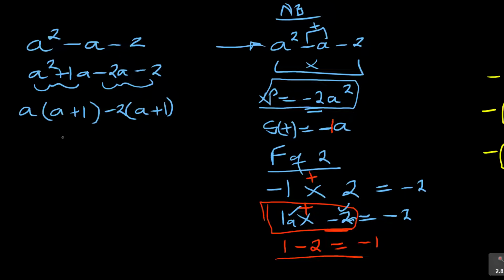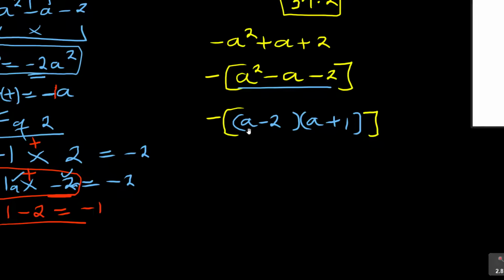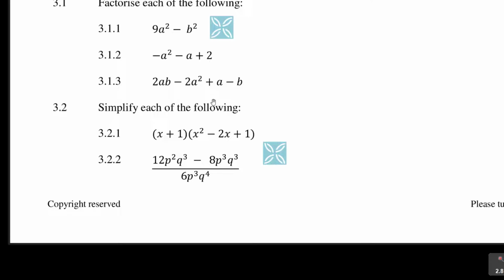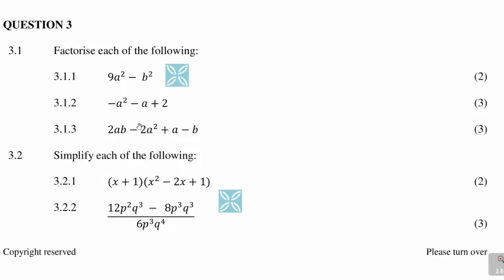Remember, I took the negative out. So here, you look at the brackets, they are the same, a plus 1 and a minus 2. That's what I had here: a minus 2, a plus 1, but there was a negative outside. Alright, so that is that. I knew there was going to be factorizing by grouping.